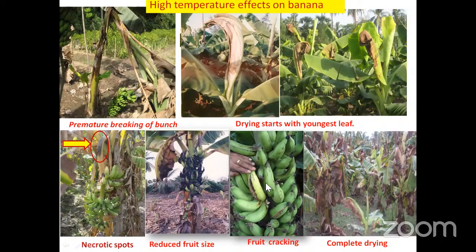Here we can see the fruit cracking, where high temperatures followed by sudden rainfall or irrigation produce this type of symptoms. And here we can see the complete drying of the crop where the temperature crosses 48 degrees centigrade, which was observed in HRS Kovvur.